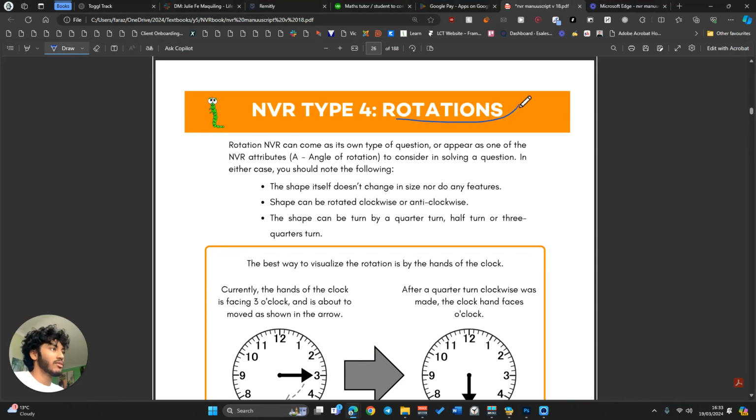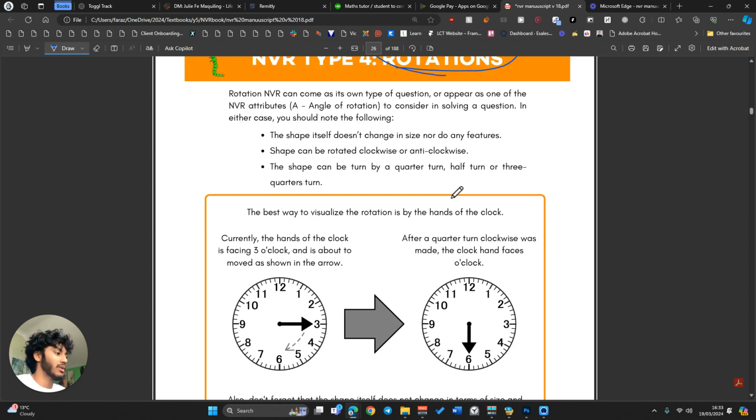Okay, rotation questions. These are pretty similar to reflection questions, but instead you just rotate something. So in these questions you're likely going to have some of your answer options be reflections, and that's just how they try and trick you. The shape itself doesn't change size, and again it doesn't add any features.